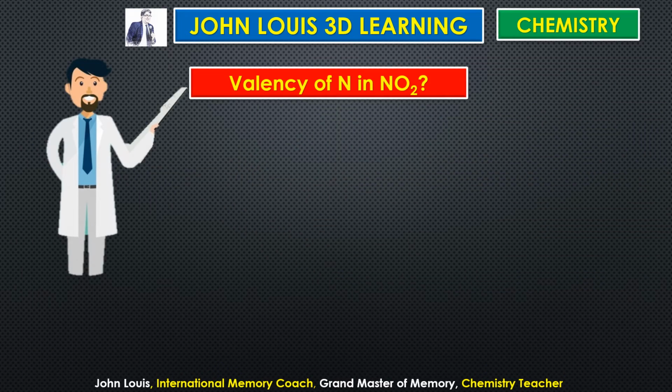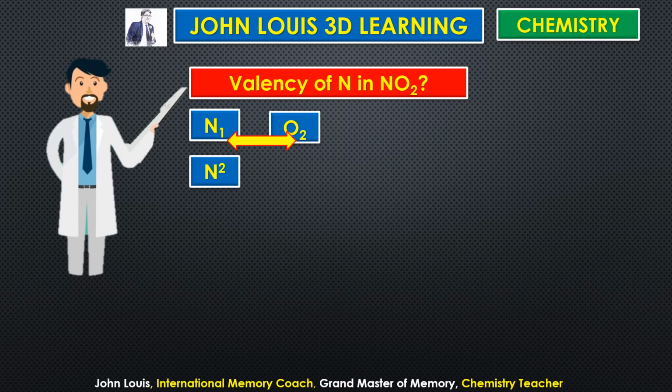For example, what is the valency of nitrogen in NO2? What is the number of nitrogens? 1. Therefore N1. Number of oxygens is 2. Therefore O2. What do we need to do now? We need to interchange the subscripts 1 and 2. If we interchange, what will we get? N2 and O1. That is written as superscript now. N to the power 2, O to the power 1. That is what the superscript is.